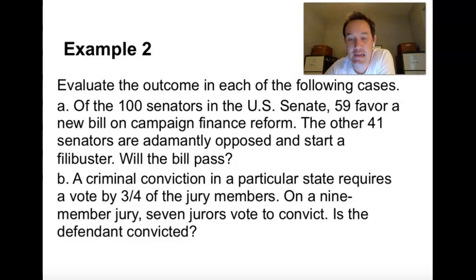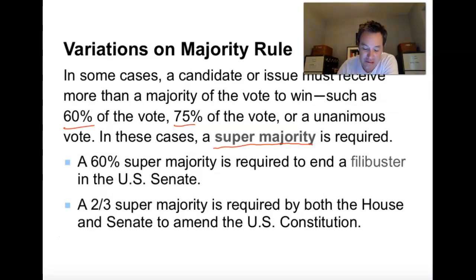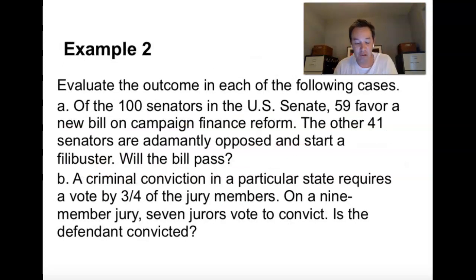So as we mentioned here, you need a 60% supermajority to end a filibuster in the U.S. Senate. But only 59 out of the 100 senators favor the new bill. So 59% is not a supermajority.